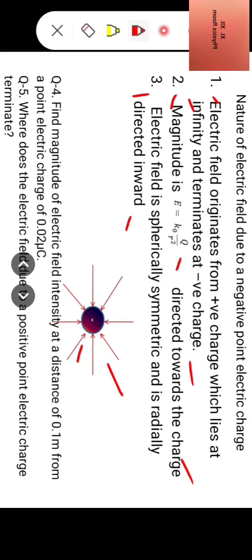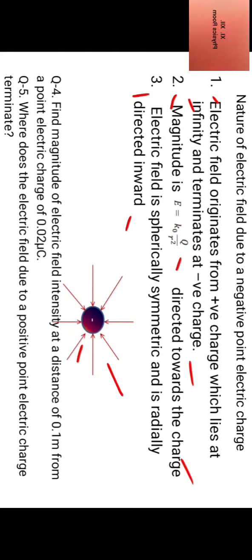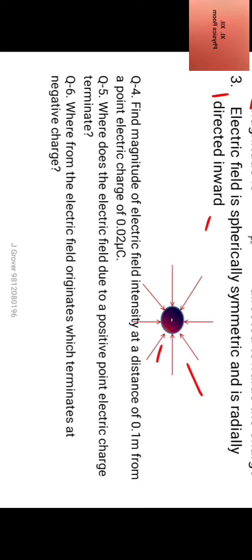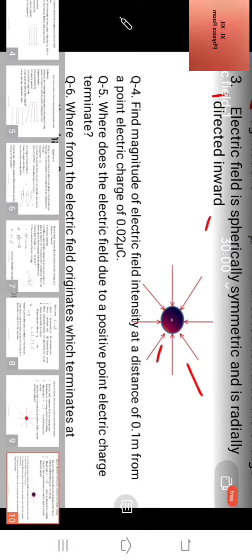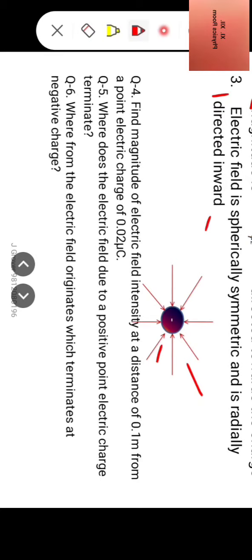Now assignment 1.3 continues. Question number 4. Find the magnitude of electric field intensity at a distance of 0.1 meter from a point electric charge of 0.02 microcoulomb. Question number 5. Where does the electric field due to a positive point electric charge terminate? Question number 6. Where does the electric field originate which terminates at a negative charge? These are some questions you have to answer on the basis of the text that you have learned.